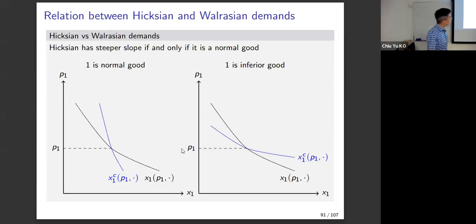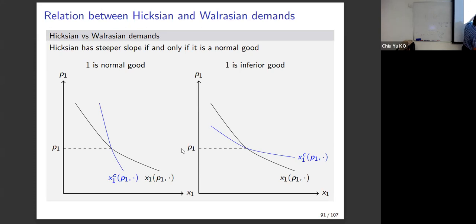One thing, very quickly: you will see which curve is more steep depending on whether the good is normal or inferior. I'm not going to explain it all, but I explained this side a bit. I'm not explaining that side. You should be able to do it, okay?